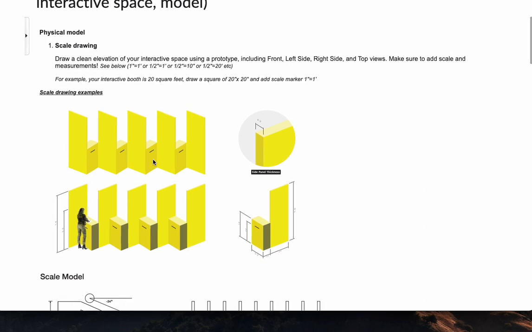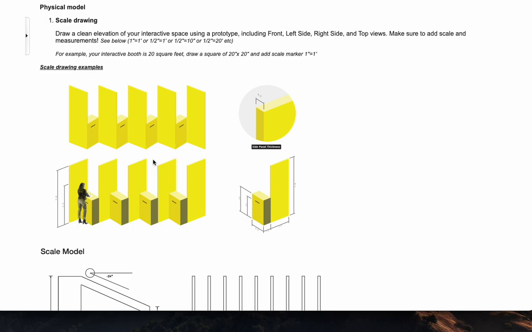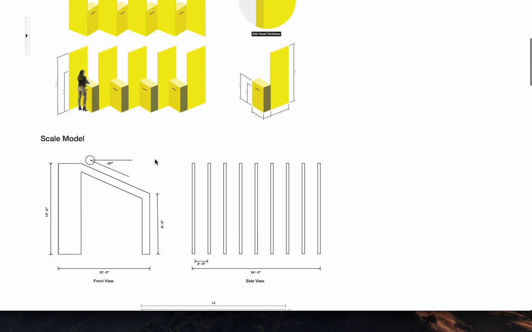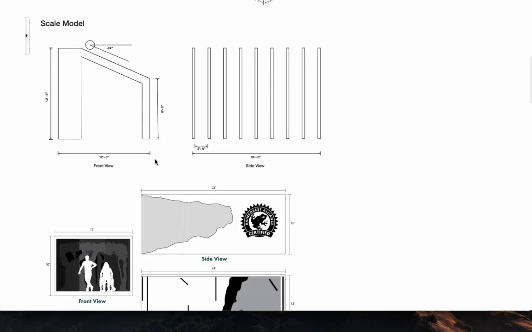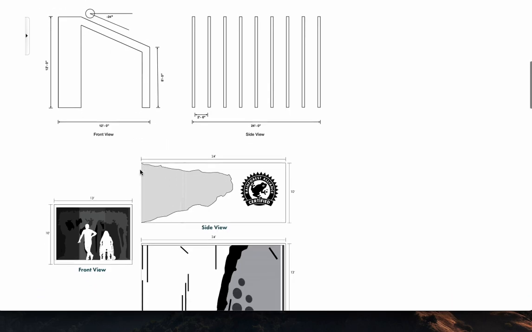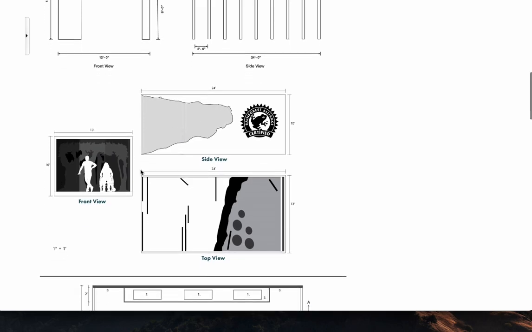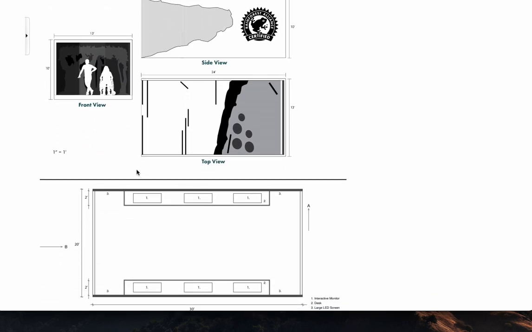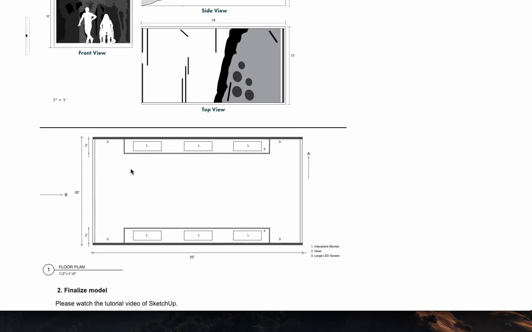One, drawing the scale model. As we've done for project 1 dimensional graphics, you're going to do the clean scale drawing of your interactive space. It should include front view, side view, top view. Side view means left and right. And some of you are doing larger space, divided by sections. You can do the floor plan, which is the top view.